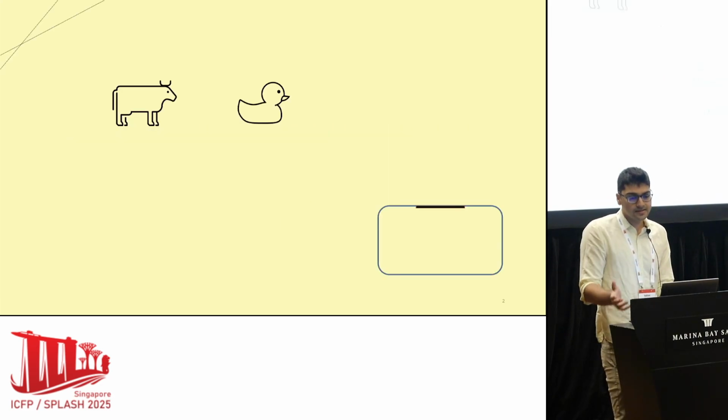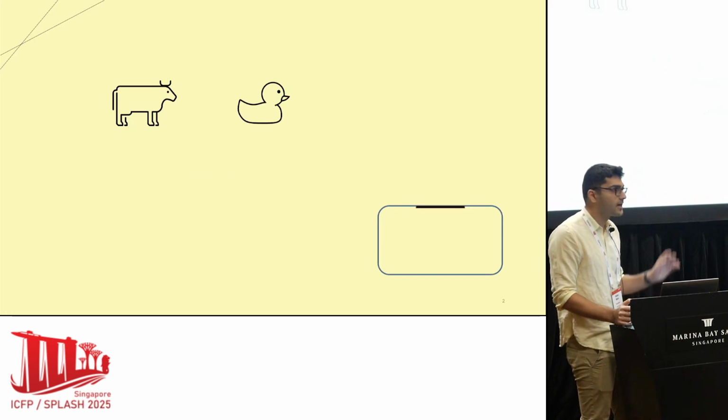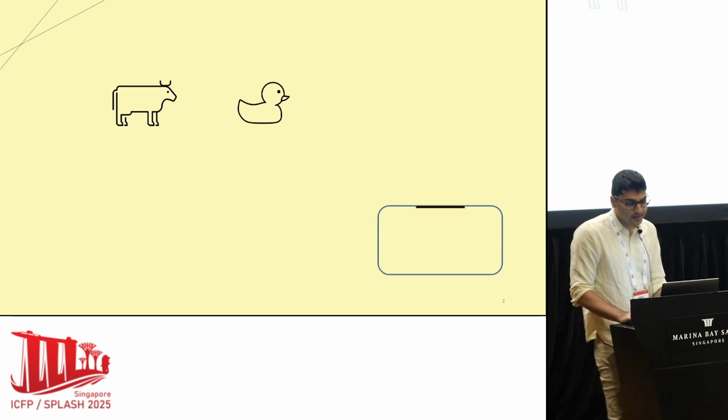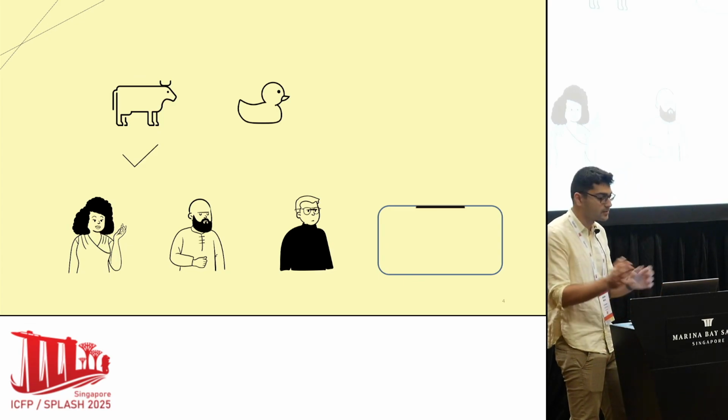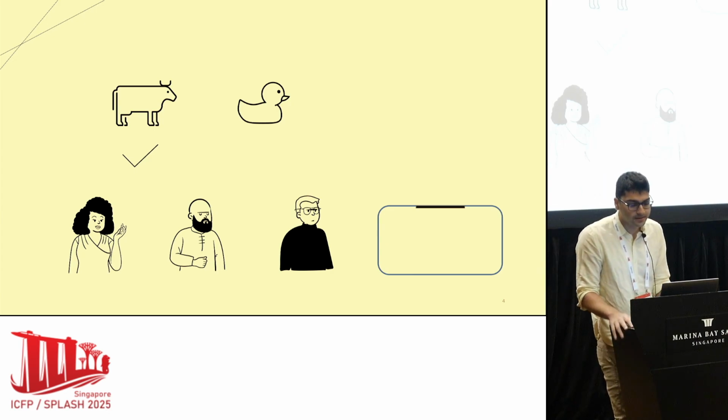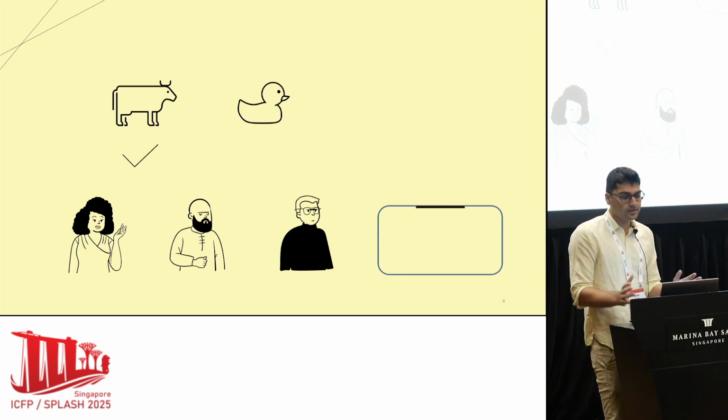So first, let's consider a voting system where you have two candidates, a cow and a duck. And suppose you have three voters, and they come in and they cast their vote one by one. And suppose we declare the cow is the winner of this election, and you use some method to decide this, doesn't really matter. And now you want to verify some correctness property.